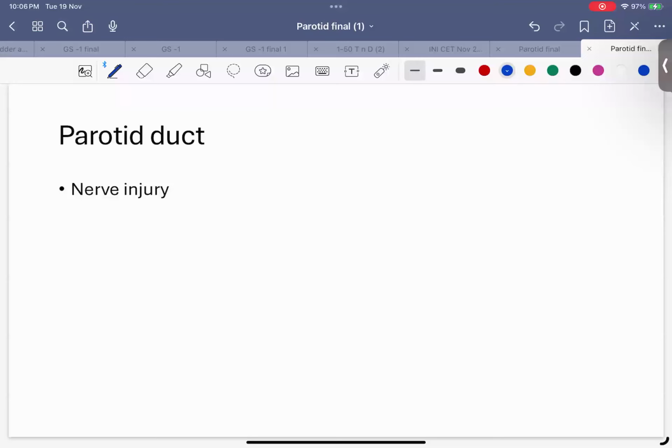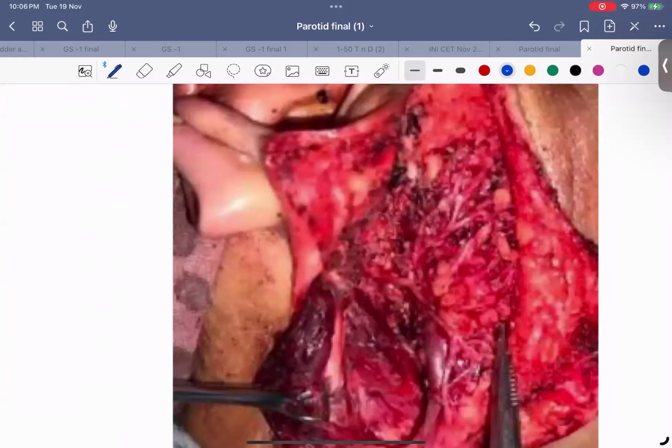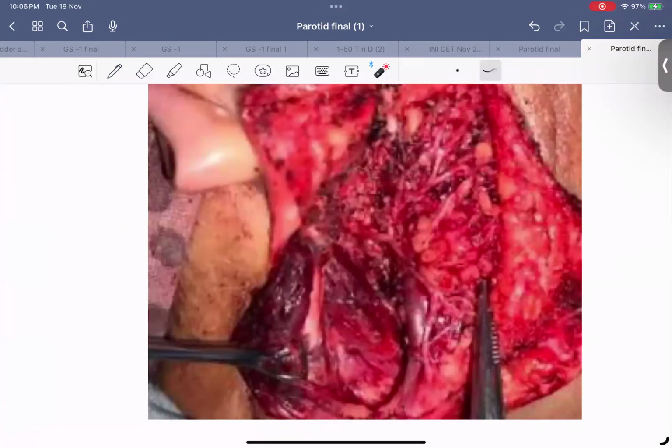Nishant, just go back to the picture, the last picture that you showed. See, I think all of you appreciate what Nishant said before. The retromandibular, can you see this one? See, the retromandibular vein is there, and you can see the nerve is superficial to that very clearly.